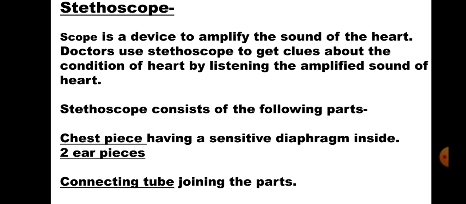Now, you know that a stethoscope is a device to amplify the sound of the heart. Doctors use a stethoscope to get clues about the condition of the heart by listening to the amplified sound of the heart. The stethoscope consists of the following parts: the chest piece having a sensitive diaphragm inside, two earpieces, and a connecting tube joining the parts.